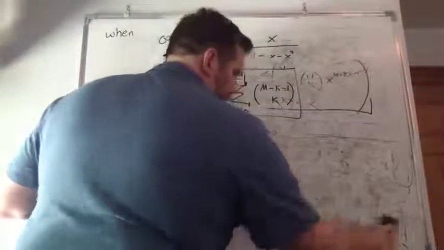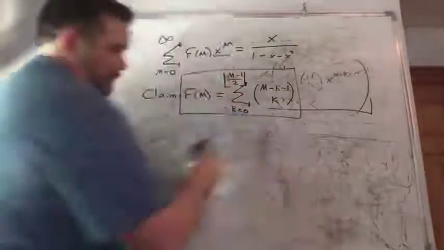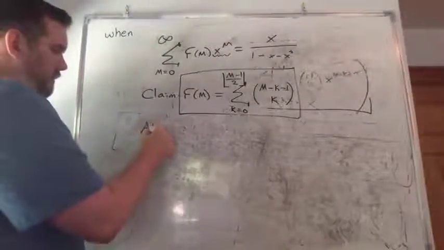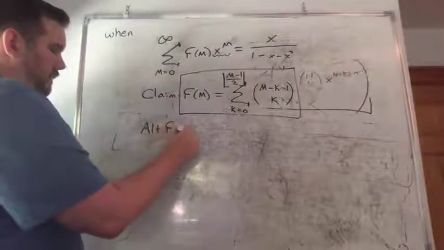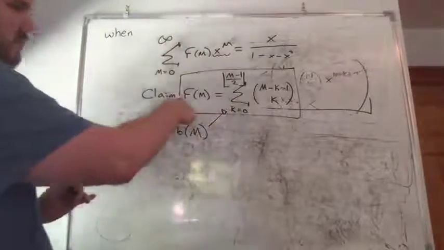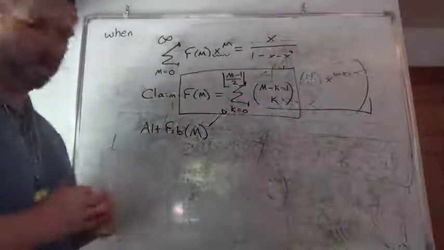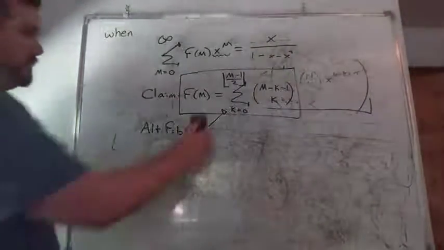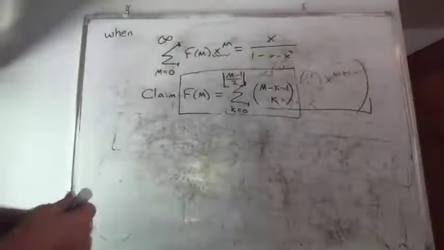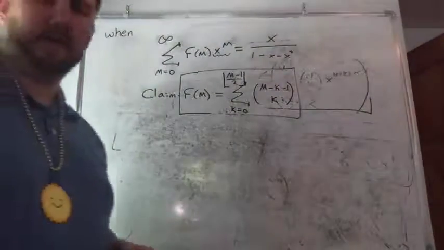I think it's a cool thing to do to write a program that would test this. You could write a function called altfib of m that calculated this and see if it matched the Fibonacci values you were expecting. But instead, what I think we can do is prove it by induction. So let's try that in our next video.